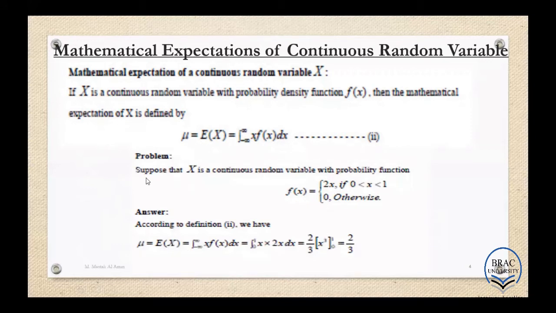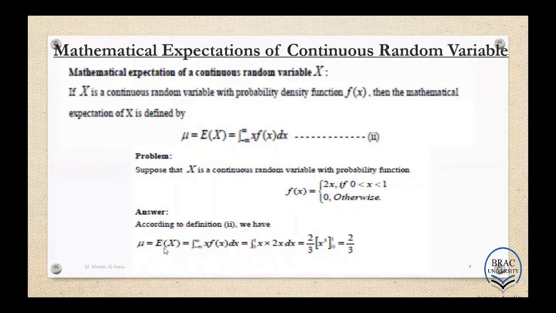Now, if we consider one real life problem, suppose that x is a continuous random variable with the probability density function f of x equals 2x when x lies between 0 to 1, and otherwise the functional form is 0. That means if x equals 2, then the value of f of x is 0. So now, if we want to find the mathematical expectation of the random variable x, how can we get it? By using this formula.